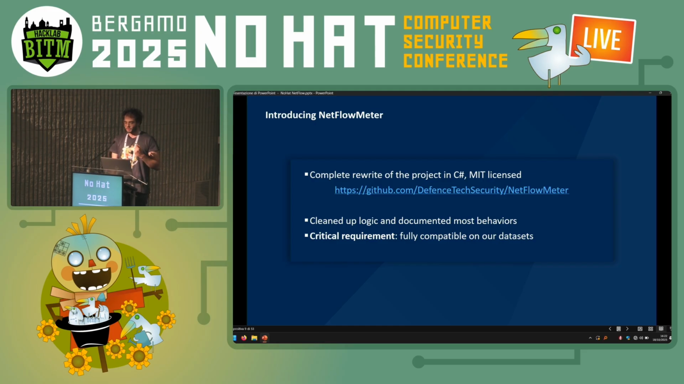It is a complete rewrite, and it's now available on GitHub under the MIT license. In particular, we worked on documenting and cleaning up the logic around packet processing and feature extraction. For us, at least at the start, we had a critical requirement that it had to be fully compatible on our dataset. That is, the output from our tool would have to be almost exactly the same as CIC-FlowMeter, so we could use it as a drop-in replacement.